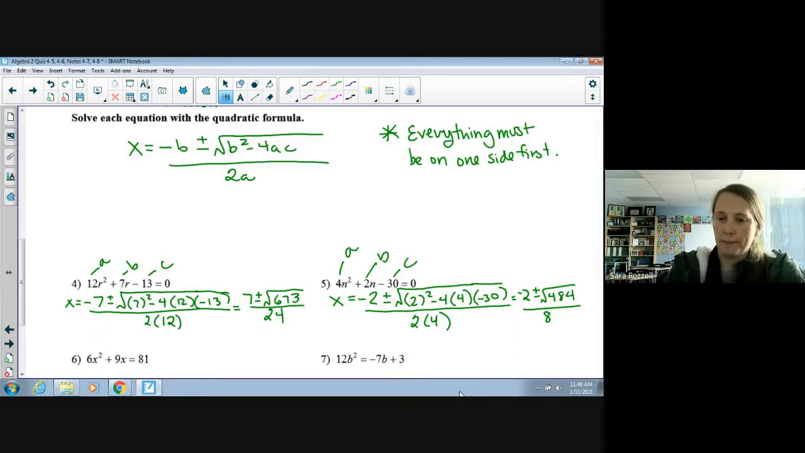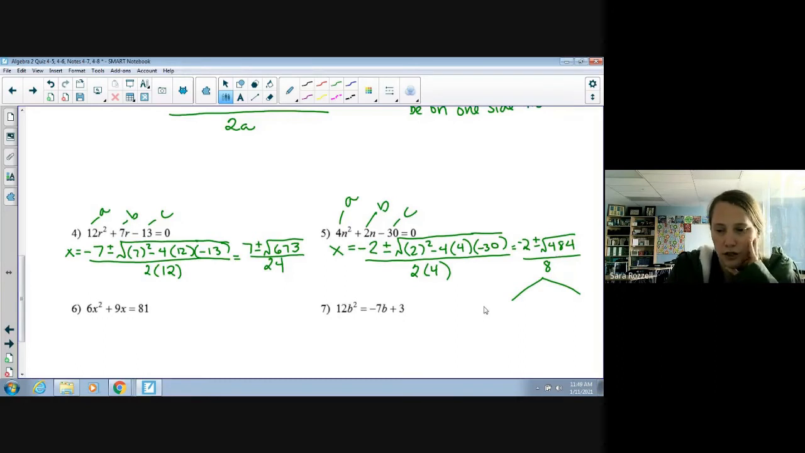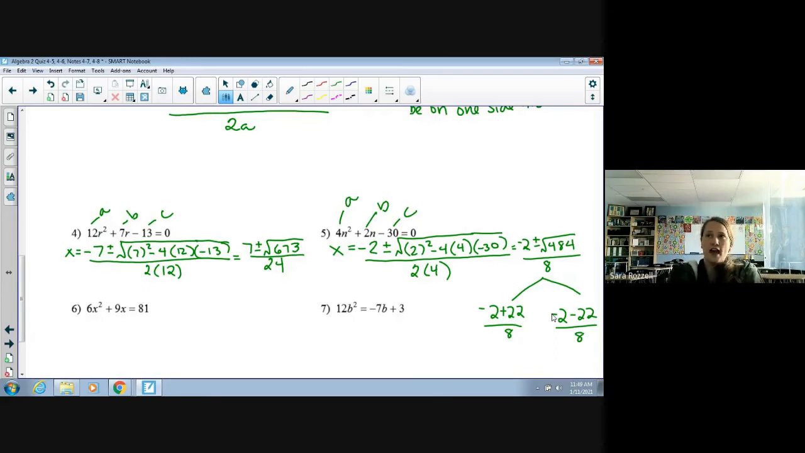It's 22. Okay. So if you get an actual number, if it's a perfect square, we can't just leave it like this. We have to do a little simplifying. So this is what needs to happen. We're going to do a positive and a negative. We're going to have two parts, the positive and the negative. So if it is a perfect square, we split it. The square root of that was 22. So I'm going to write negative 2 plus 22 over 8 and negative 2 minus 22 over 8. So if it is an actual perfect square, we split, and then we'll just evaluate both of those.